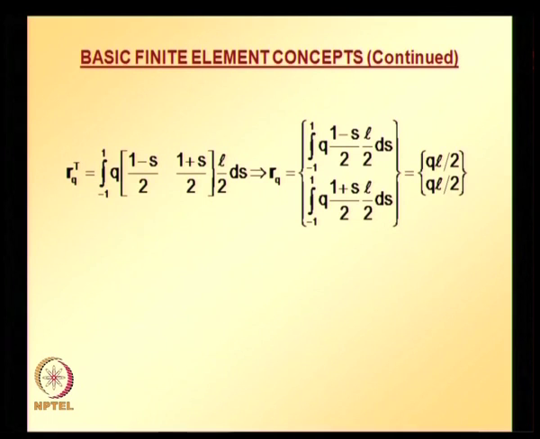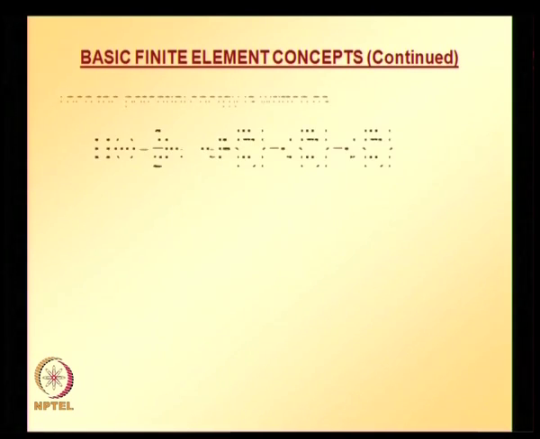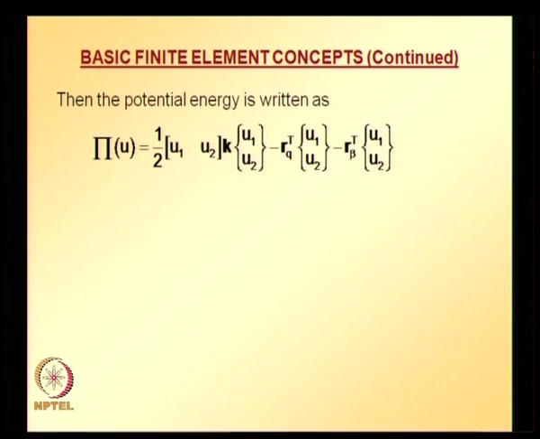If you see the last two terms, you have F1 u1 and F2 u2. These are the last terms, and you can again put them in the form of the vector F1 F2 times the d vector. So R beta is defined like this. Once we define K, R Q, R beta, we can write the potential energy in a compact form like this.